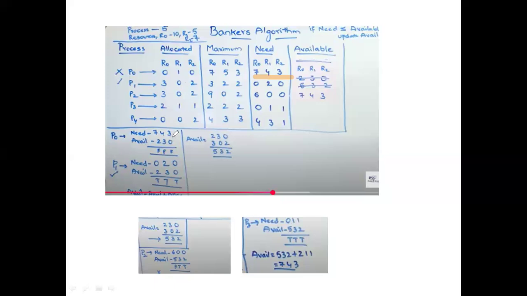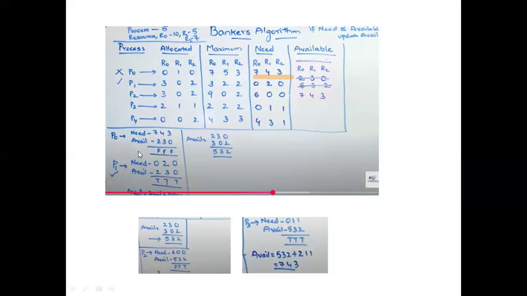It's false, because 7 is less than 2? No. Here, if you see, this condition is false: 7 is less than 2, no; 4 is less than 3, no; and 3 is less than 0, no. So that condition becomes false.